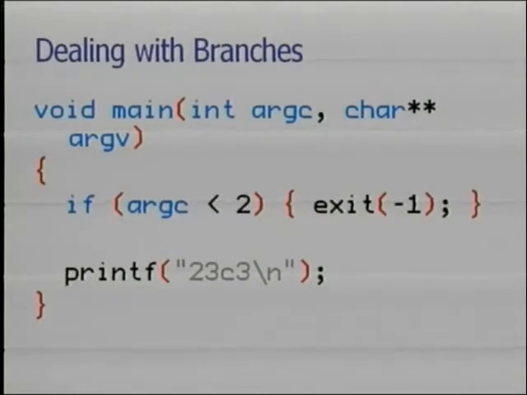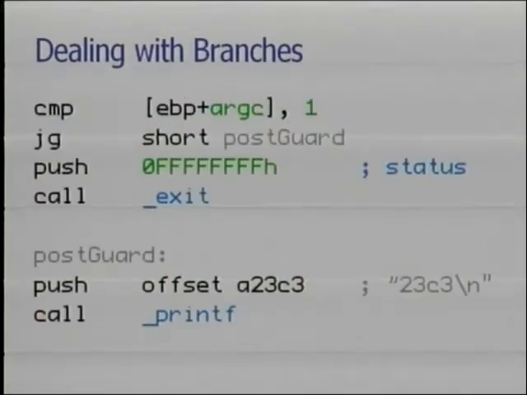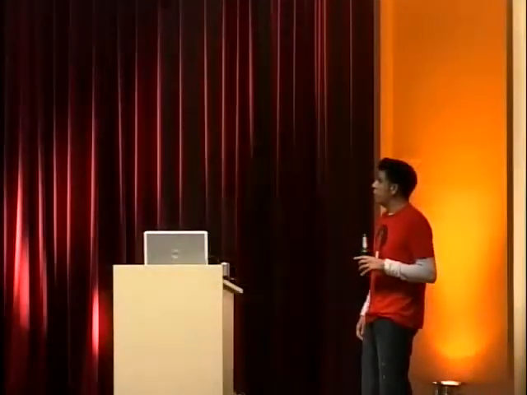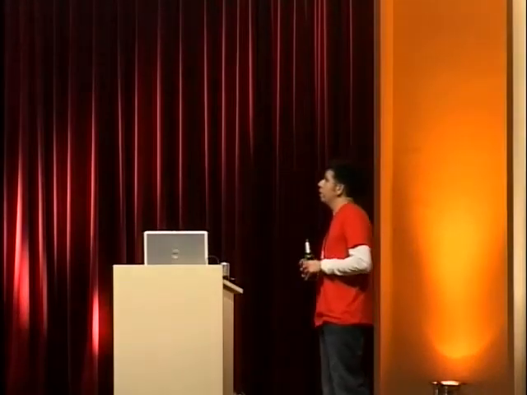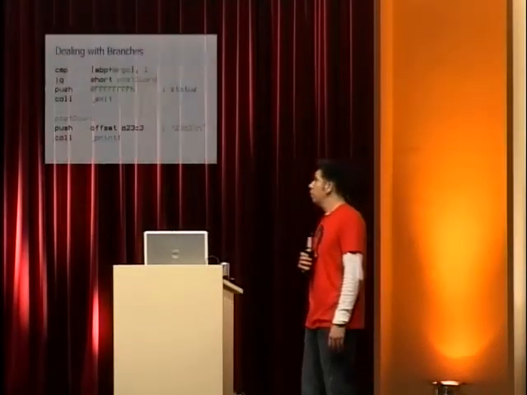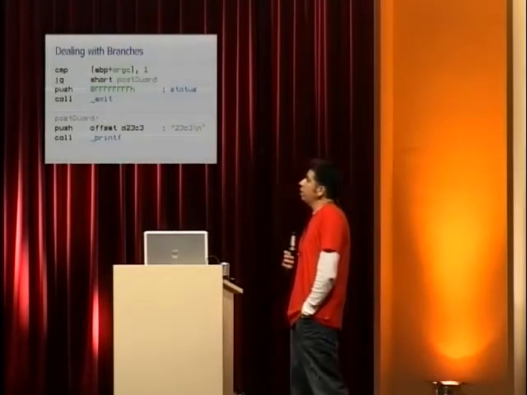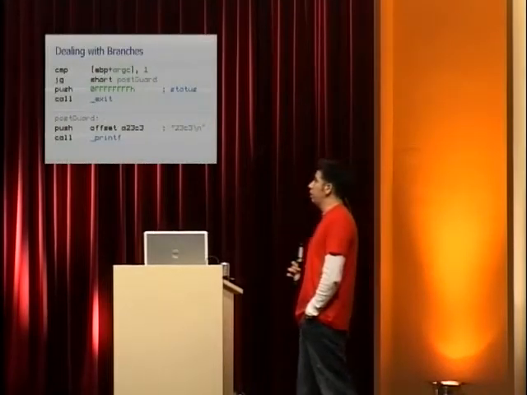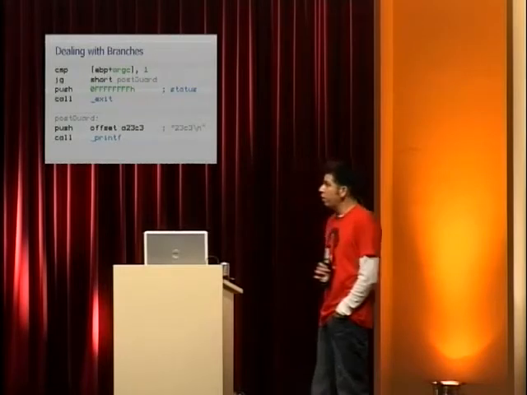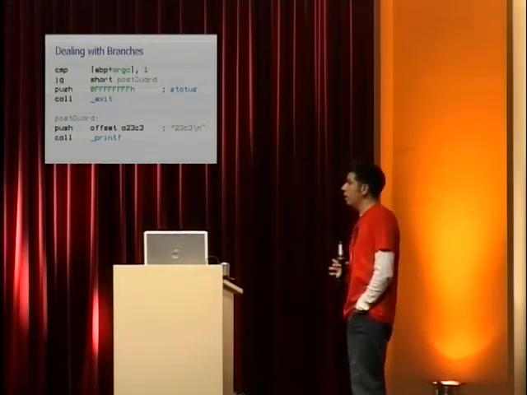So if we take a quick look at this in assembly, I've edited out the instructions that don't really apply to the logic, like stack manipulation and whatnot. So in the first line, you're comparing argc with 1, and it says jump if greater, then you're going to jump past the guard. So if it's 2 and above, it's going to jump past the guard. And if it isn't, it pushes -1, which is all Fs, onto the stack, and then it calls exit.